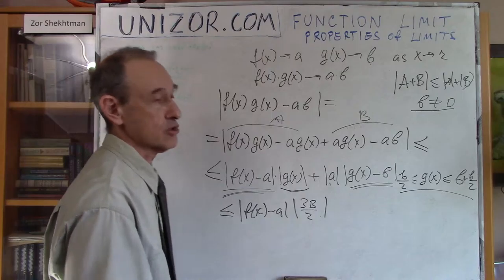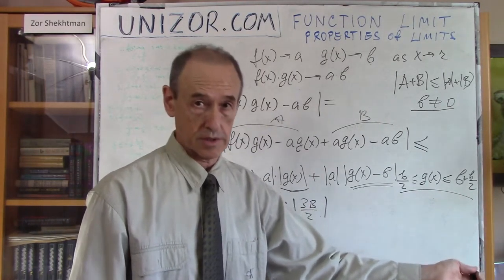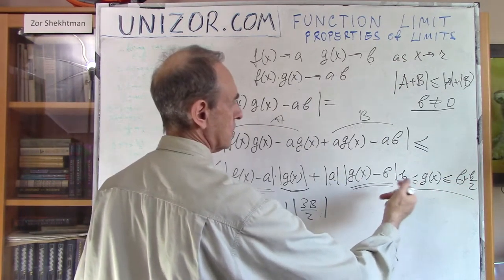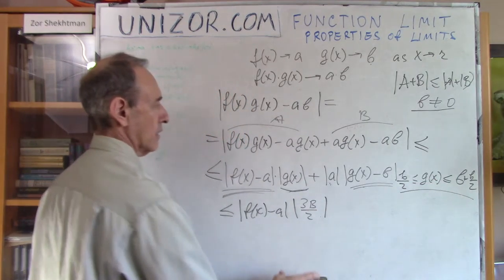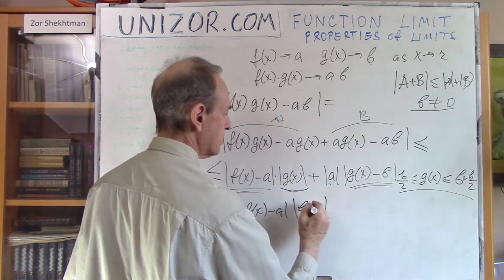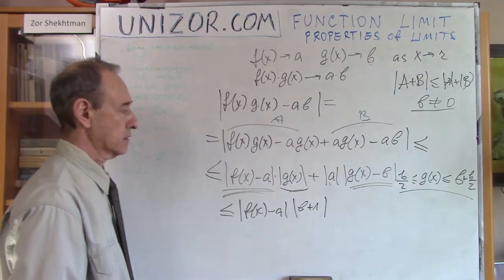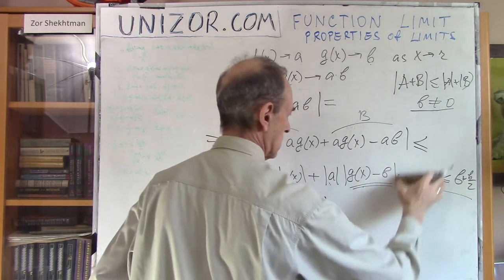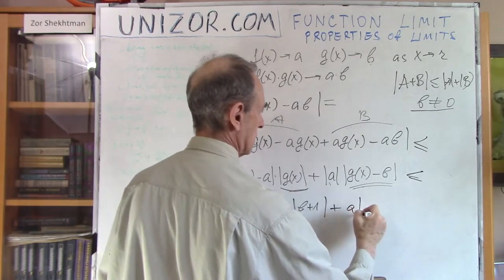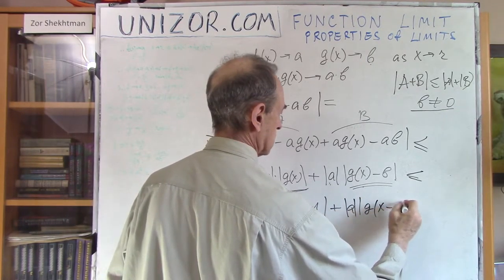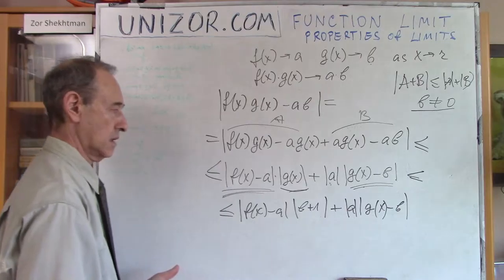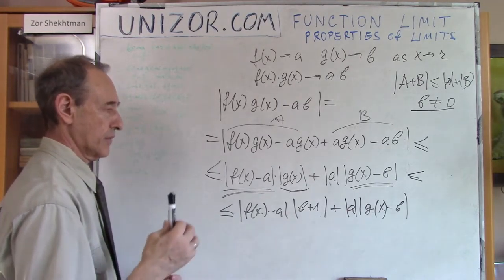Now, instead of b over 2, I can choose anything, actually, here. I can choose 1, for instance. For epsilon equal to 1, I can always find x sufficiently close to r that it would be between b minus 1 and b plus 1. Now, if I choose, instead of this, b plus 1, it will be b plus 1. So any kind of a b plus something would work here, right? And the sign is less than or equal, plus |a| times |g of x minus b|, right? Now I have a constant here and a constant here. And knowing this, now this is analysis.